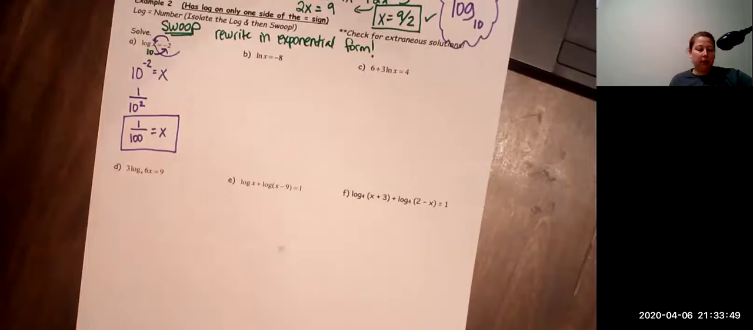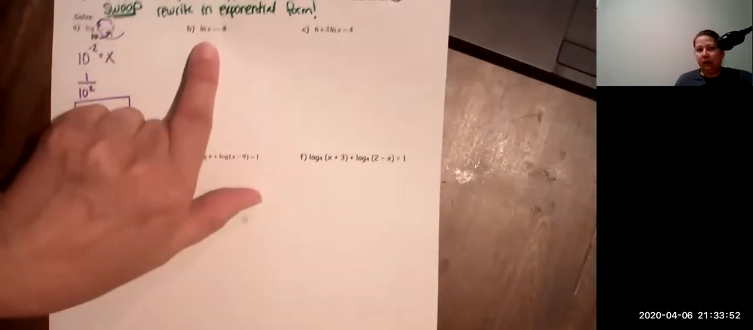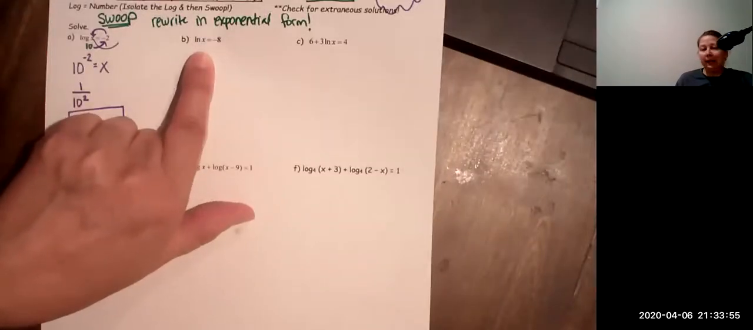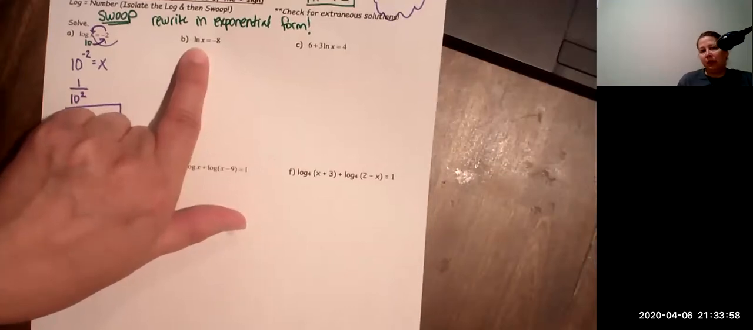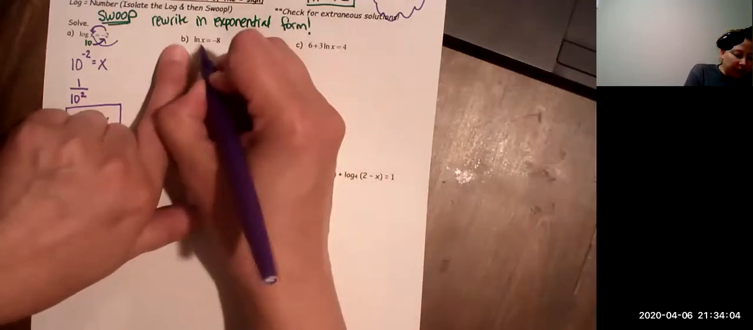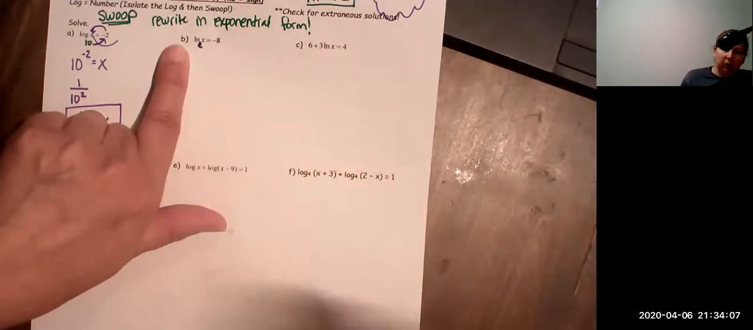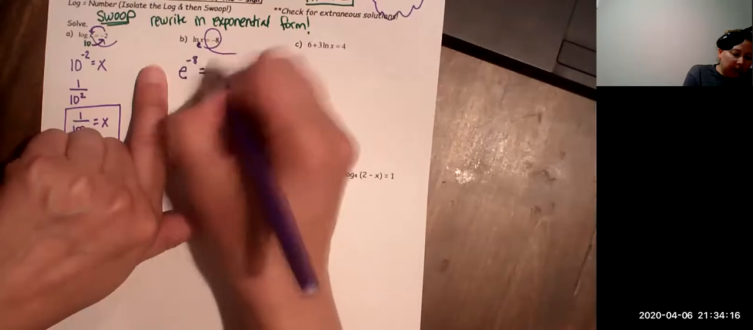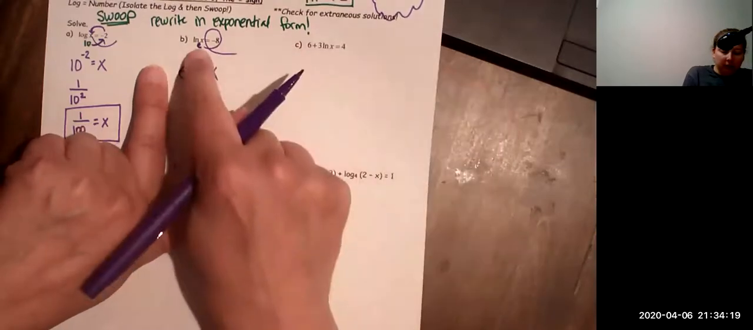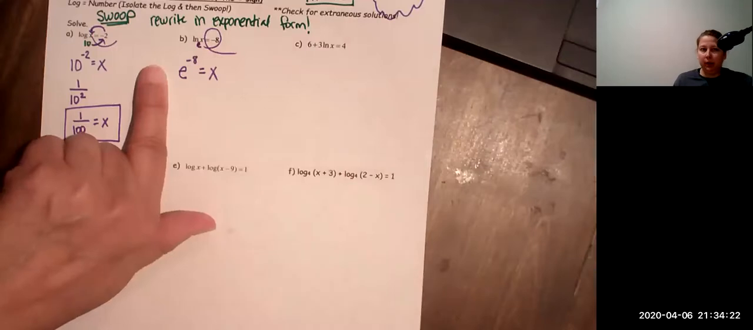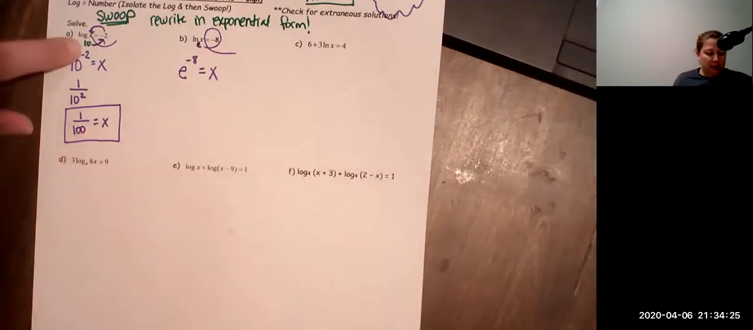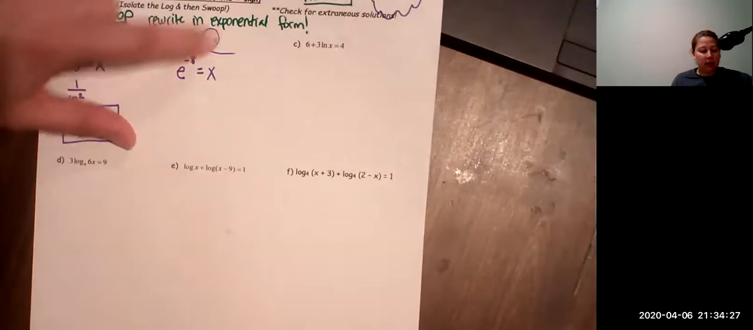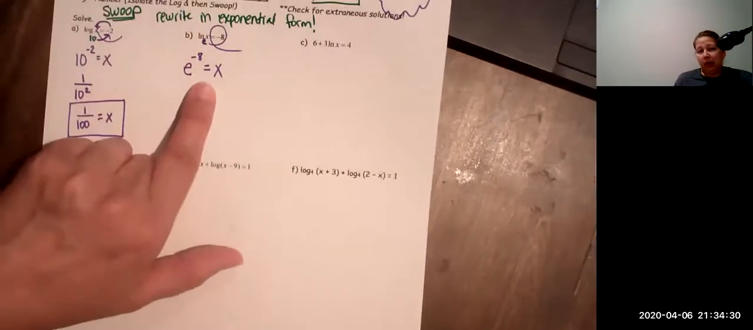All right. So this one, our base, ln of x equals negative 8. Again, I can't just cross this off. The only time you're allowed to cross it off is if there's a log on both sides or an ln on both sides. So I say there's nothing down here, so I add the little e, and then I swoop. You swoop it like this, okay? e to the negative 8 power equals x. This to that equals whatever's right there, okay? So this 10 to the negative 2 equals x, e to the negative 8 equals x.